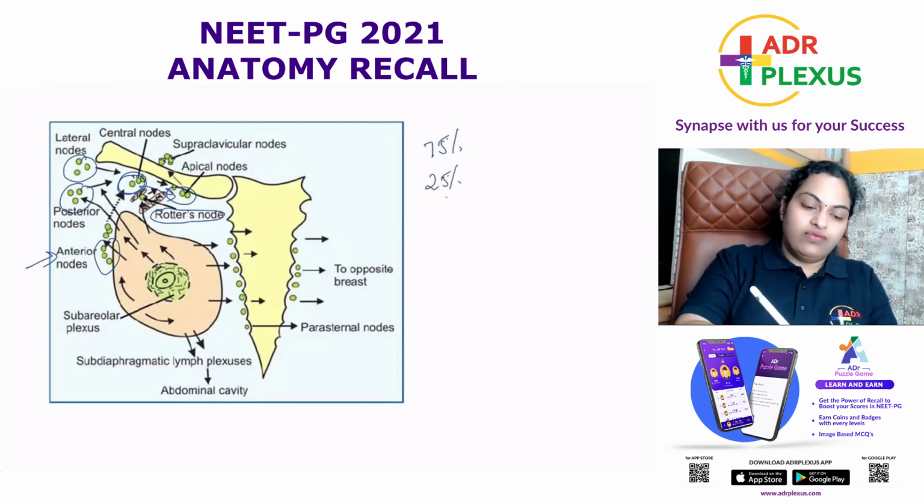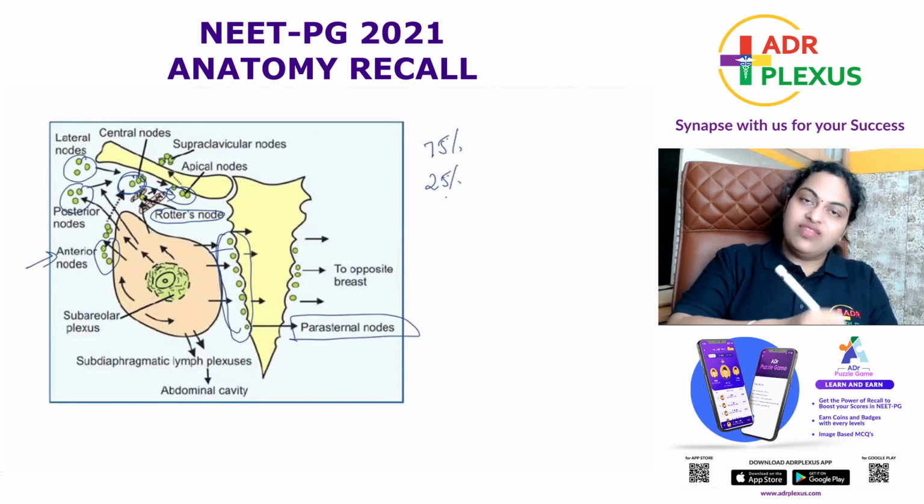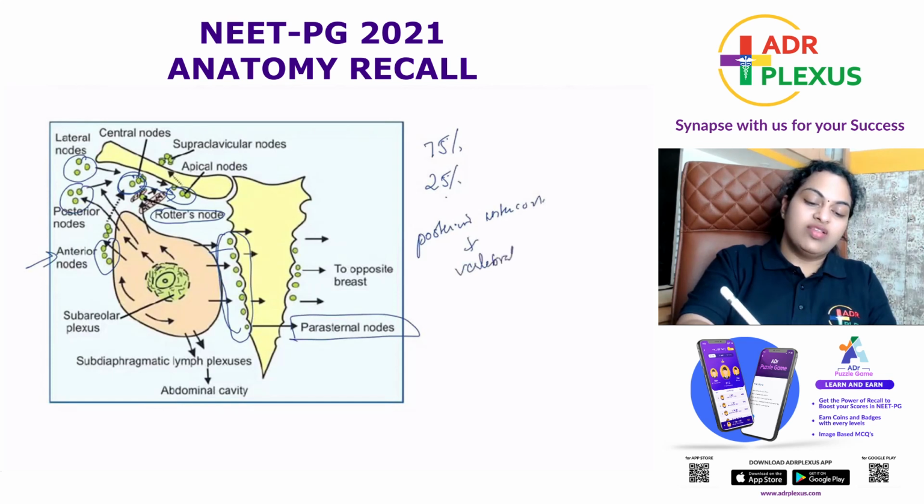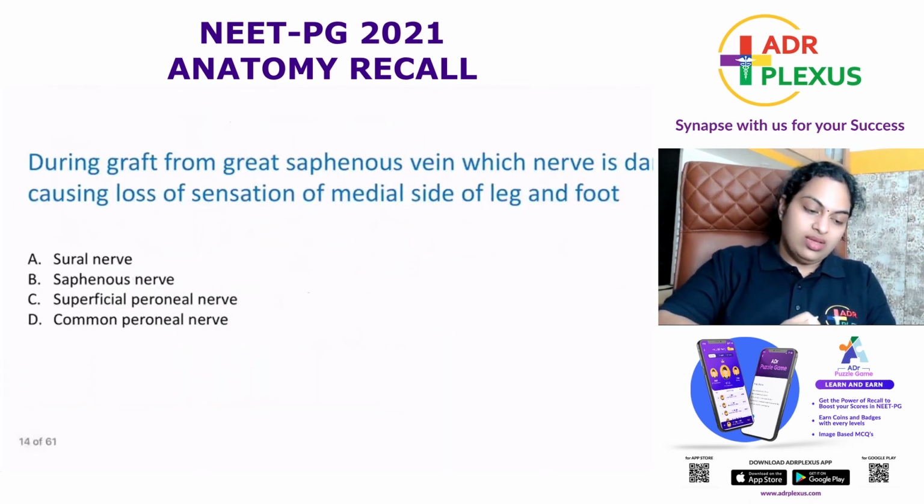25% of the lymphatics from the mammary gland will drain into the intercostal lymph nodes, which are situated at the sides of the sternum. They are also called the parasternal lymph nodes. And some lymphatics from the deeper part of the gland can also go posteriorly. They can follow the posterior intercostal veins, posterior intercostal nodes, and reach the vertebral venous plexus, leading to secondary deposits over there, right?